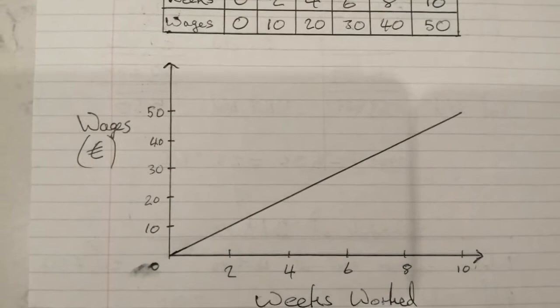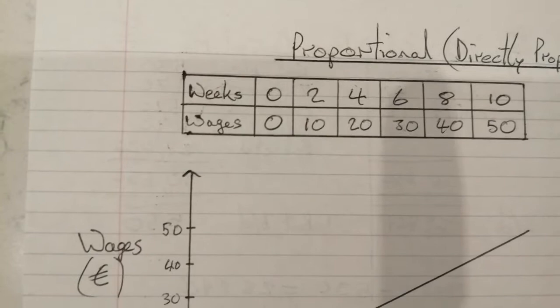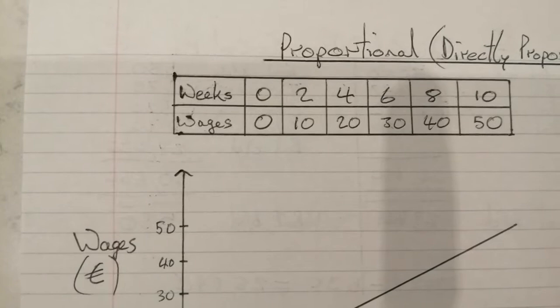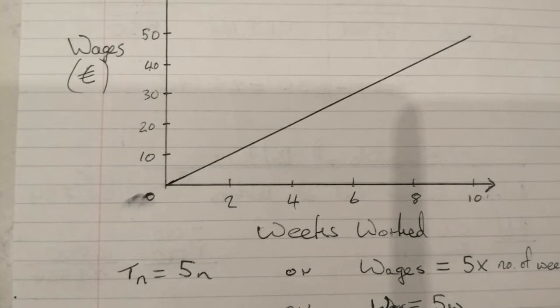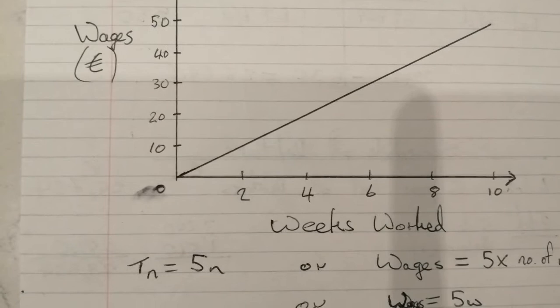And the wages, you can see, are going up by 10, by 10, by 10, by 10. So there's a constant or common difference, common first difference rather, there. So it's definitely a linear sequence, the wages. And then underneath, I've just done, if I were to write it in terms of a general term, term n, for that sequence of numbers, the 0, 10, 20, 30, would be 5n.